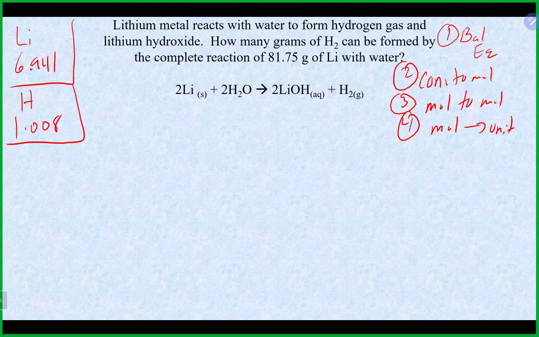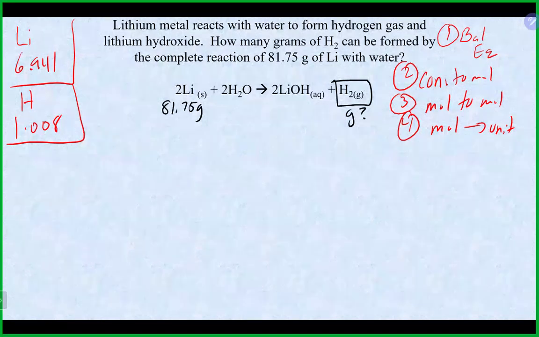In this particular case, we are starting with 81.75 grams of lithium. Ultimately, we want to know how many grams of hydrogen there is. So that is really where the stoichiometry part is going to come into play. It's going to allow us to go from lithium to hydrogen. And again, we're going to use the equation as a conversion factor.